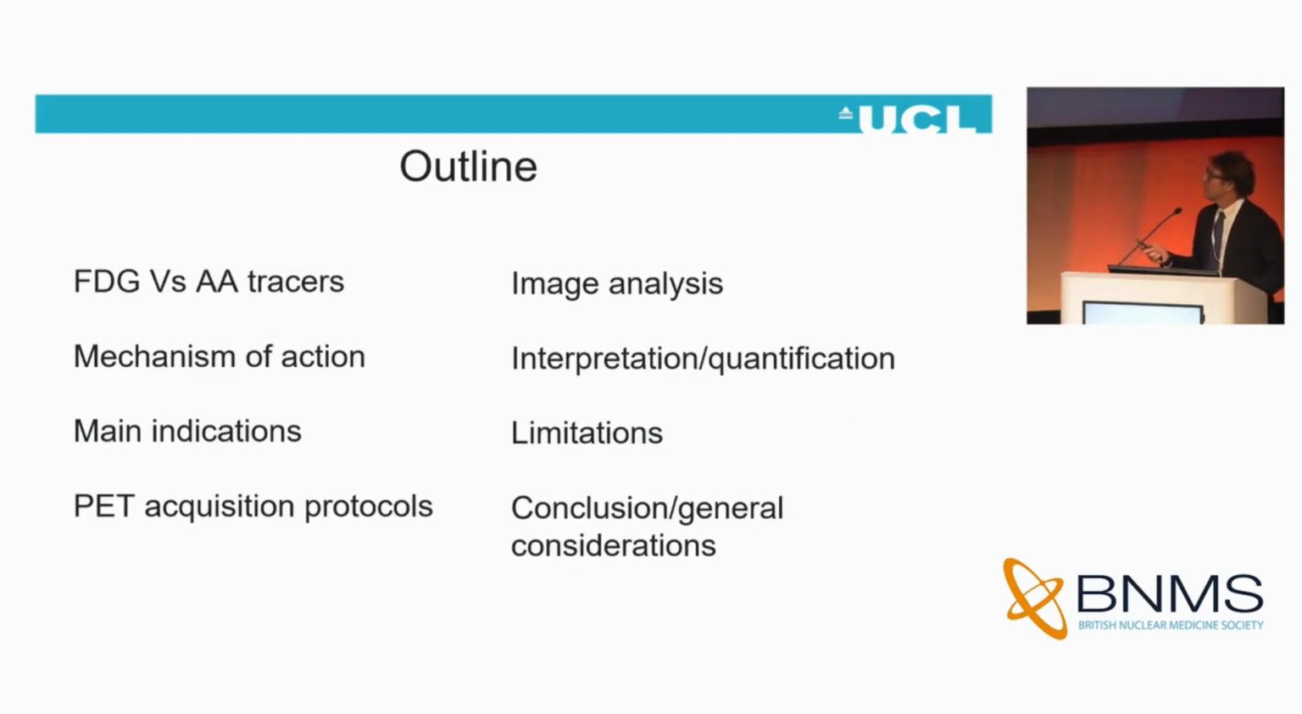In brief, this is going to be the outline of today's talk. I'm going to talk about the role of FDG, but mainly of amino acid tracers, their mechanism of action, main clinical indications, protocols of acquisition recognized by the international guidelines, how to report the scans, and how to image, interpret, and quantify our scans. Then I will finish with the main limitations and general considerations in brain tumor imaging.